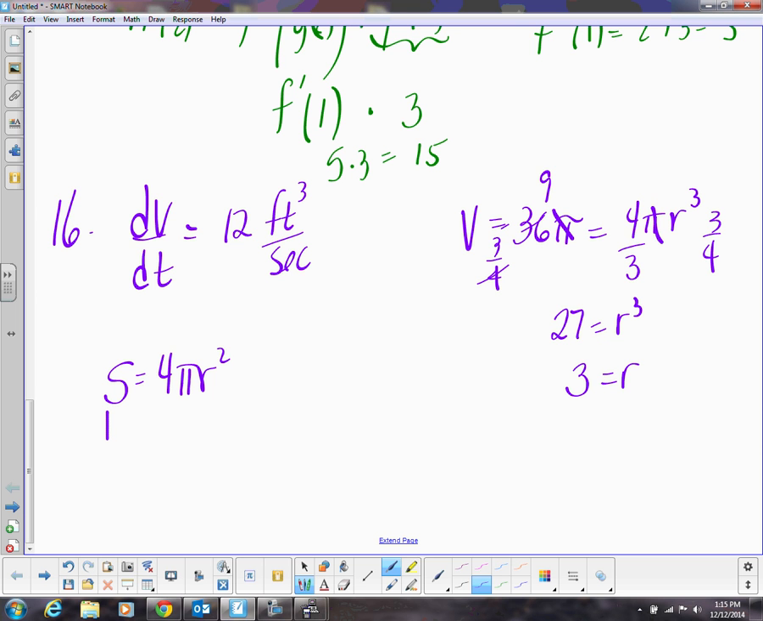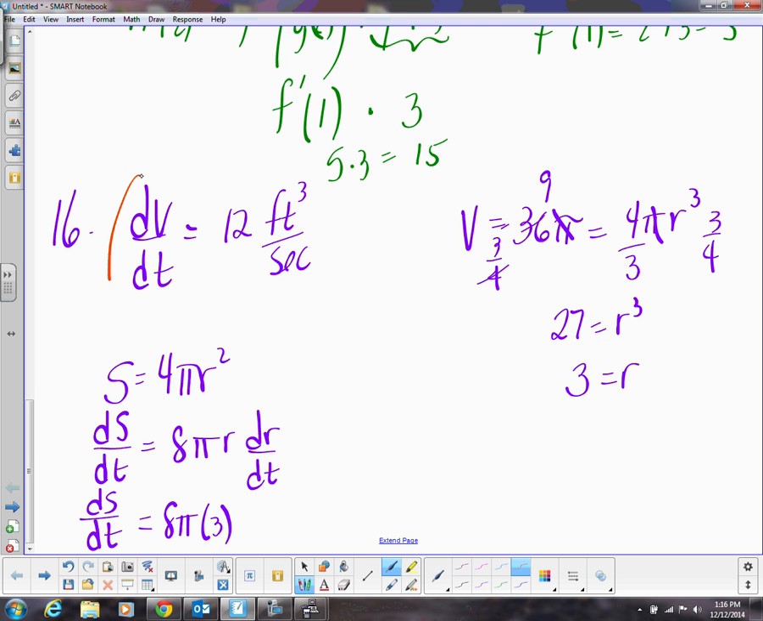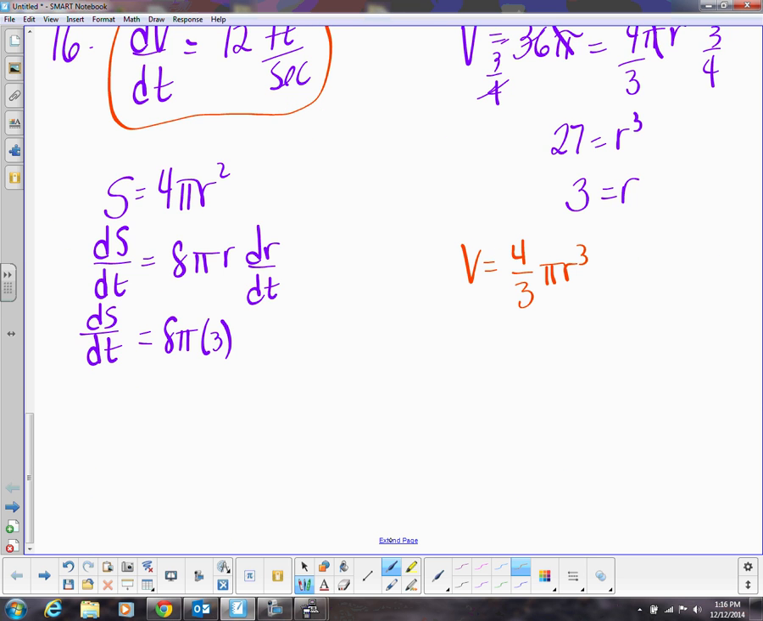All right, if I were to go ahead and start my surface area, I'm going to have 8 pi r dr over dt. They want to know how fast the surface area is changing. All right, this is the issue. I've got my r, which is 3, but I don't have my dr over dt. I was sitting here wondering, why in the world did they give us this information right there? The reason they gave us that information is because that's how we're going to find dr over dt.